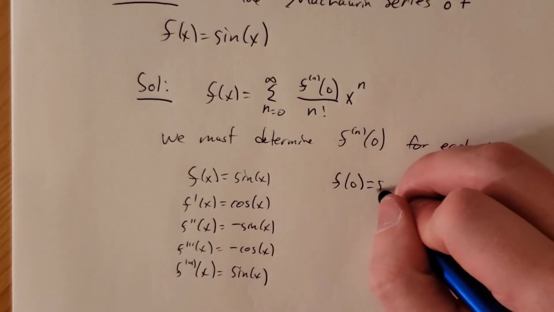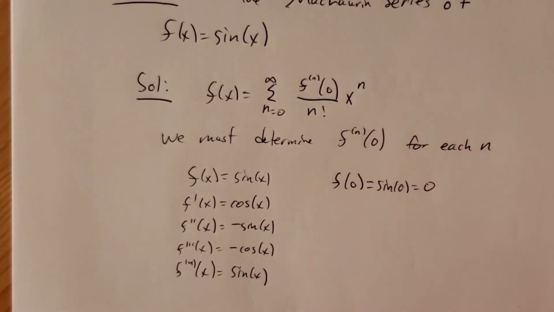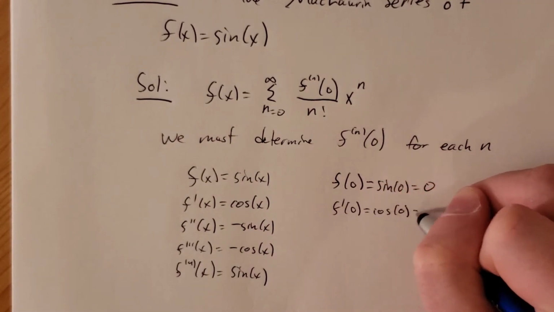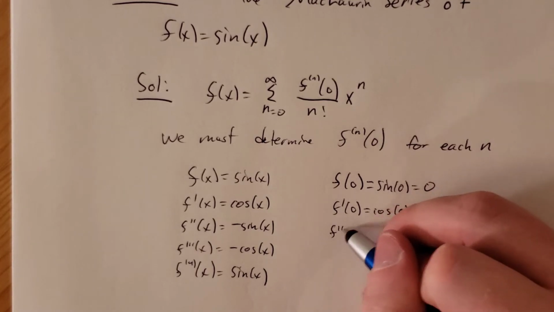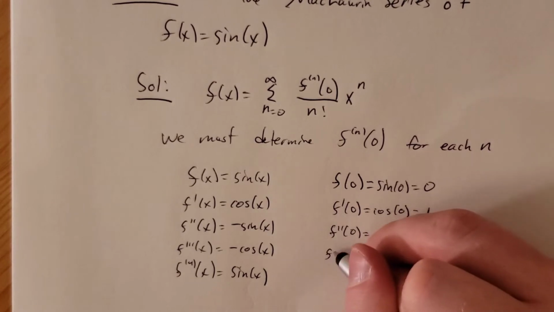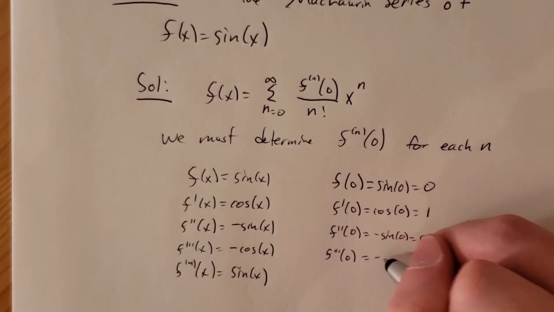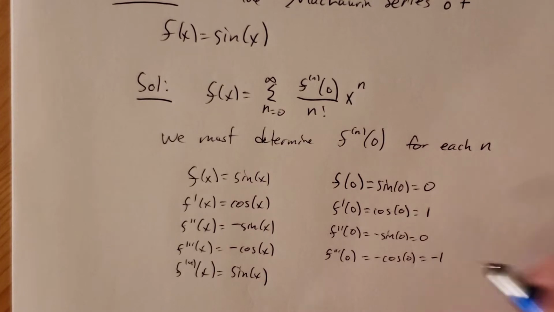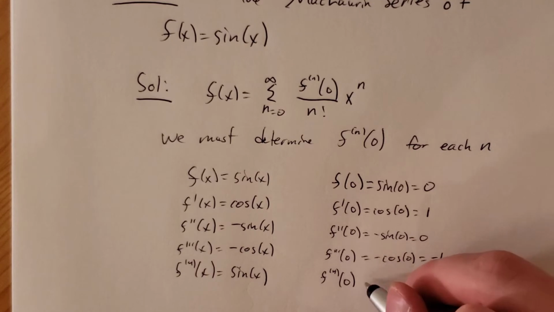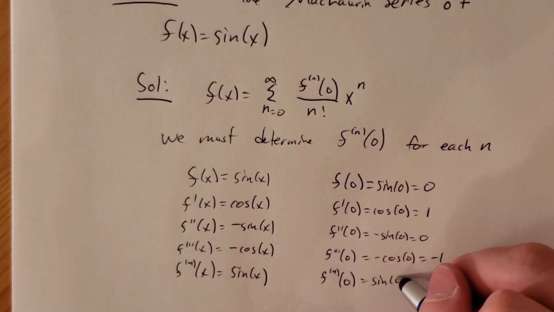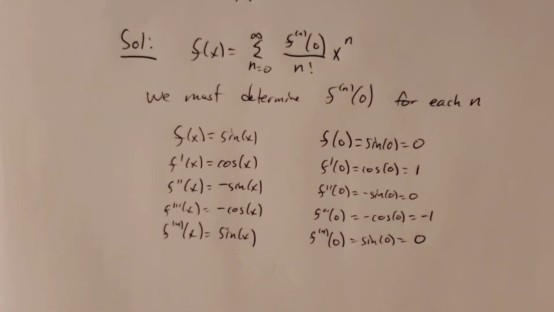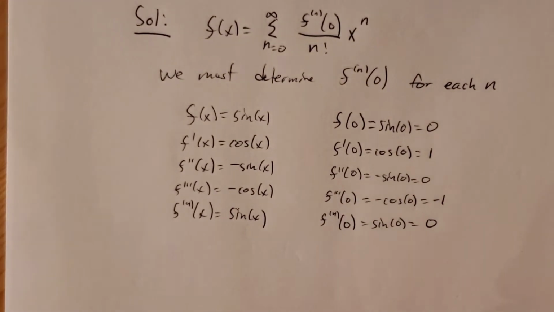Well, sine of 0 is 0. F prime of 0 is cosine of 0, which is 1. F double prime of 0 is negative sine of 0, which is 0. F triple prime of 0 is negative cosine of 0, which is negative 1. And the fourth derivative of f at 0 is sine of 0 again, which is 0. Okay.